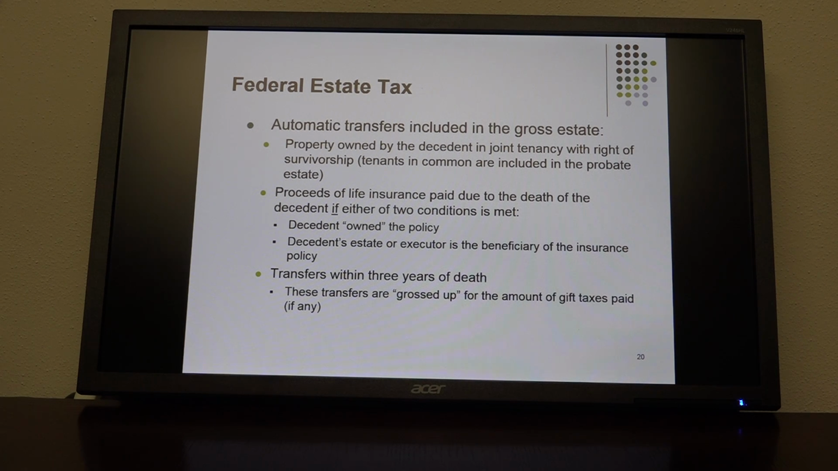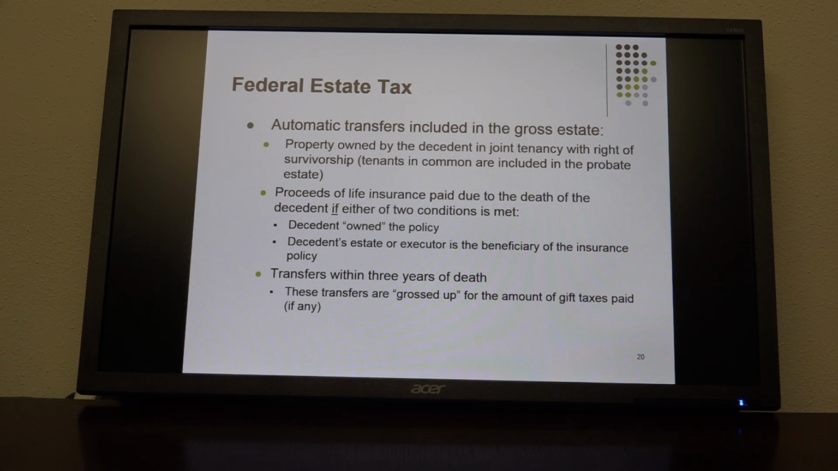So that's a good estate planning tool. Well, what if the decedent owns the life insurance policy? Can they transfer this policy to his children or her children and get it out of their estate? The answer is yes, but this next thing might prohibit that, and so that next thing is this transfer within 3 years of death.